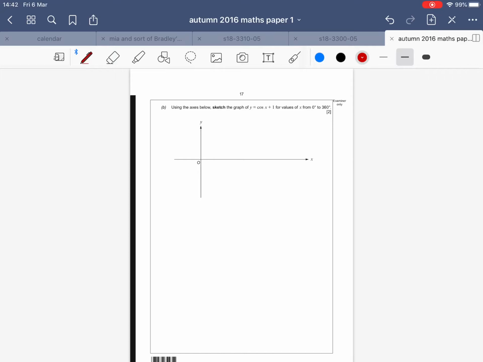Use the axis below to sketch the graph of y equals cos of x plus 1. So you draw your cos graph and then you would add 1. So this is the cos graph, which is not very nice indeed. They would end up at 360, so the middle is 180, then 90, etc. As long as you label those, you should be fine. But because it's plus 1, it means it goes up to 2 and down to minus 2.